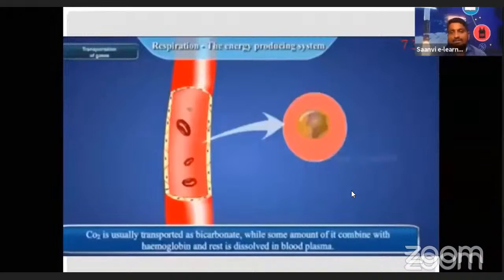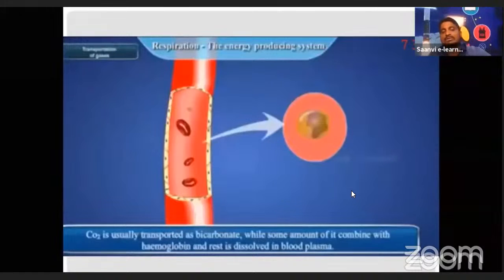Look at the screen, a beautiful picture on the screen. CO2 is usually transported as bicarbonate, HCO3. While some amount of it combines with hemoglobin, the rest is dissolved in the blood plasma.